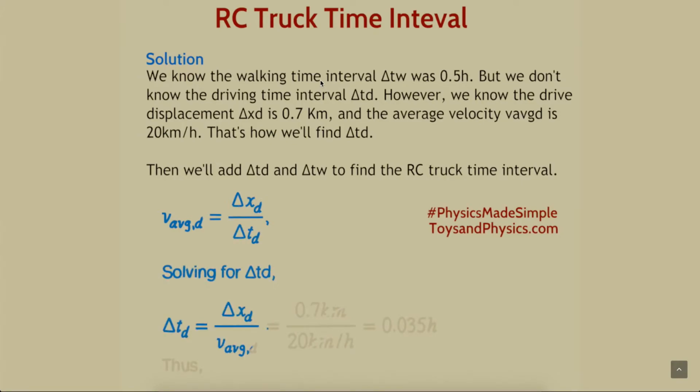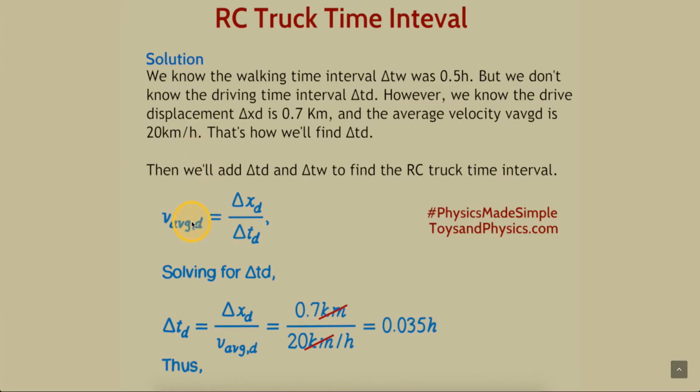Okay, so pretty simple. So we know that the walking time interval was delta t with a W here for walking, half of an hour, and we'll put it like this, 0.5 hours. But we don't know the driving time interval. All we know is that you moved 0.7 kilometers and you did this at an average velocity of 20 kilometers per hour. So with these two numbers here, we can find the delta t.